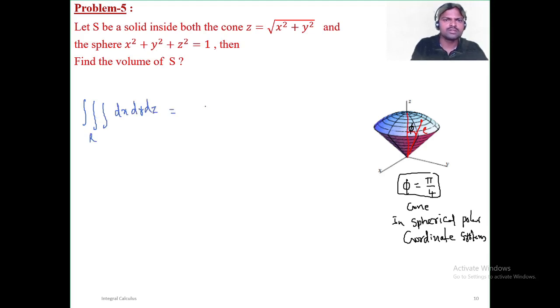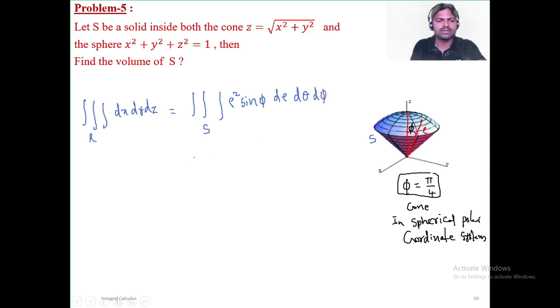Since the region or solid of integration is a part of a sphere, I am adopting the concept of the spherical polar coordinate system. This is my solid S. And in the spherical polar coordinate system, what is the Jacobian? The Jacobian will be rho square sine phi, rho square sine phi d rho d theta d phi. Now let us substitute all the limits.